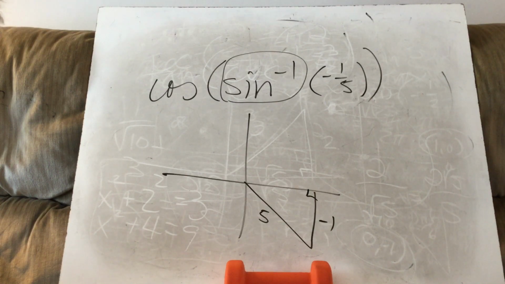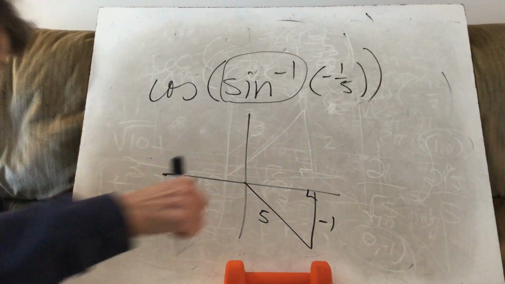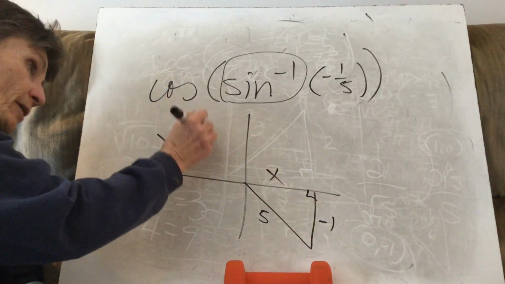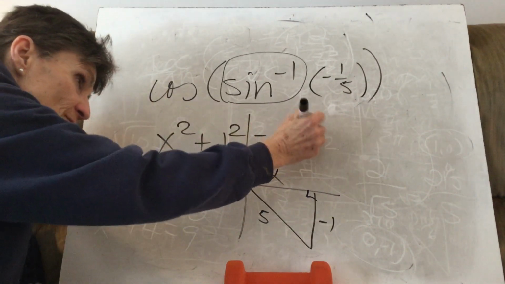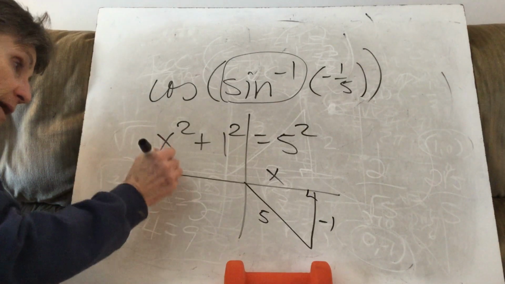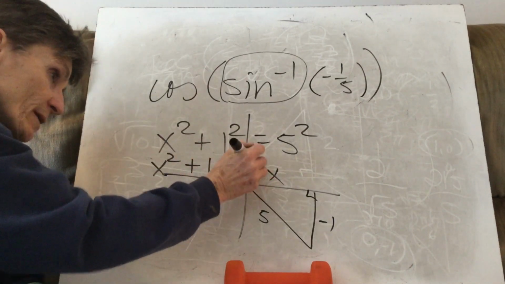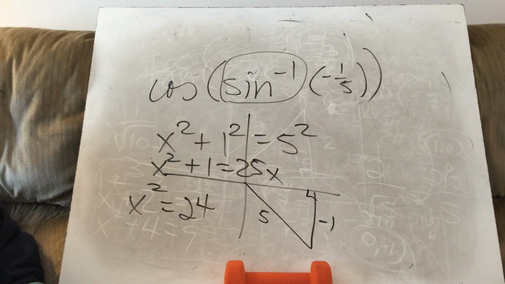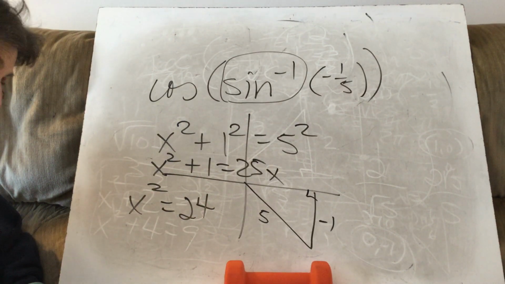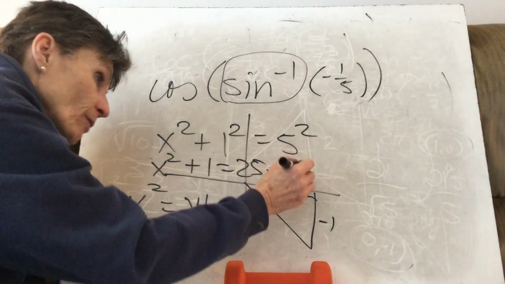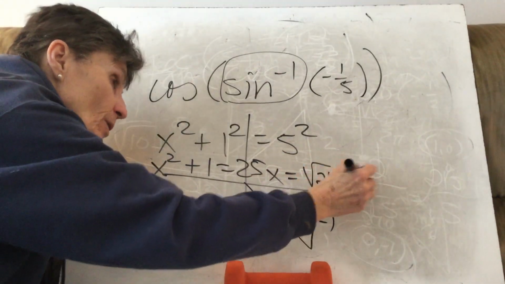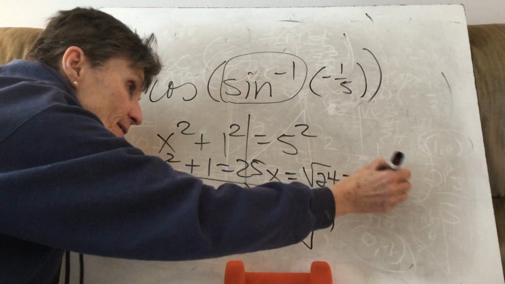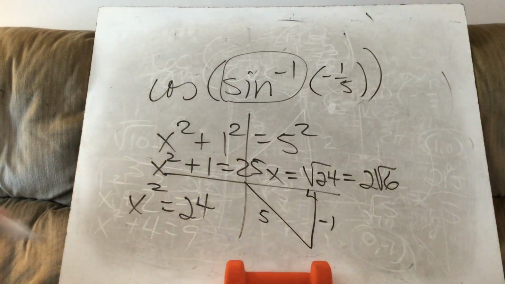Pythagorean theorem. Don't overthink it. X squared plus 1 squared equals 5 squared. X squared plus 1 equals 25. X squared equals 24. So what's X? 2 root 6. It's the square root of 24, which actually simplifies to 2 square root 6.